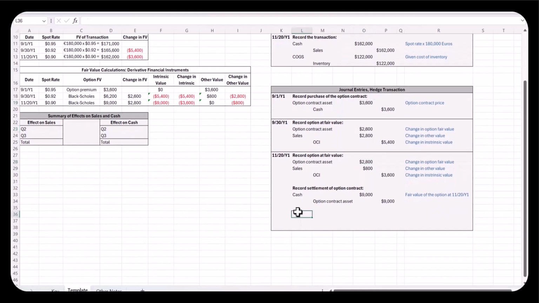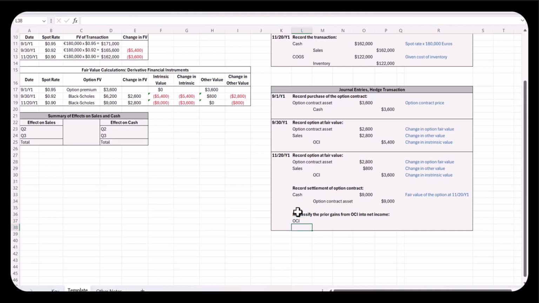Now the last thing we have to do on this date is reclassify the prior gains from OCI into net income. So we've got to take everything that we credited to OCI and move it to net income, specifically in the account used to record the forecasted transaction, which is sales.